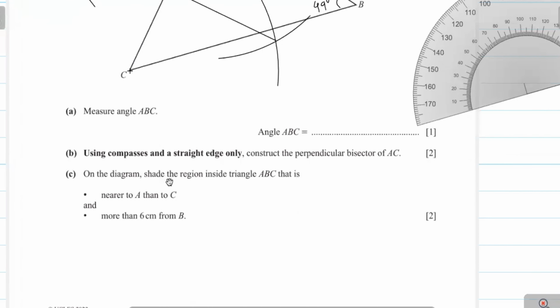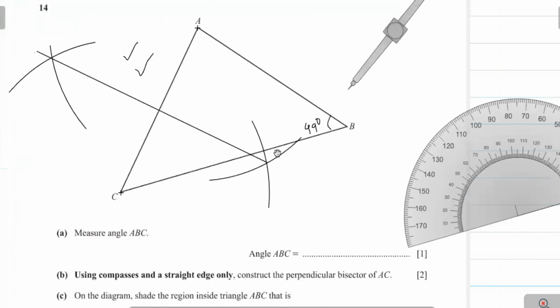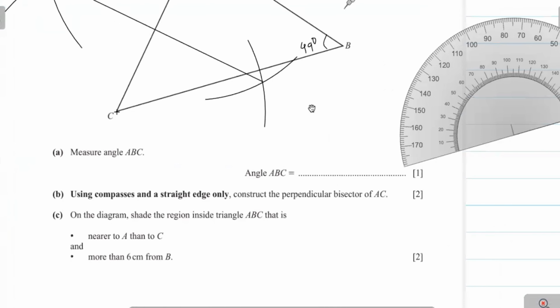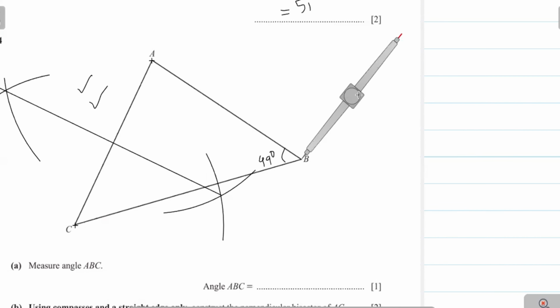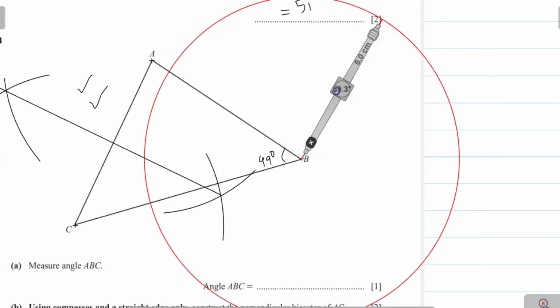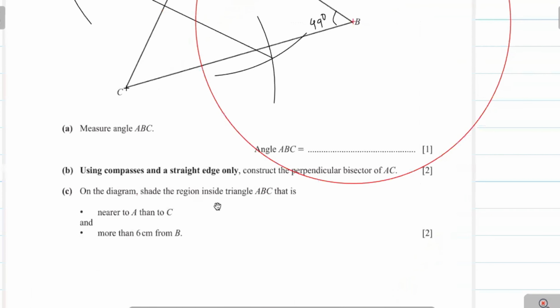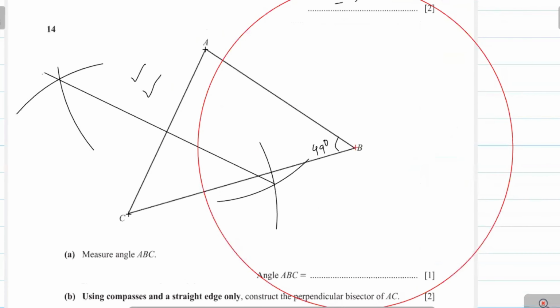Next is the region more than 6 centimeters from B. For more than 6 centimeters from B, we will draw a circle with center B of radius 6 centimeters. Now we will draw the circle with center B of radius 6 centimeters. You see here, this is the 6 centimeter circle. After drawing the circle, we will mark the region more than 6 centimeters from B. Therefore, this is the region more than 6 centimeters from B.